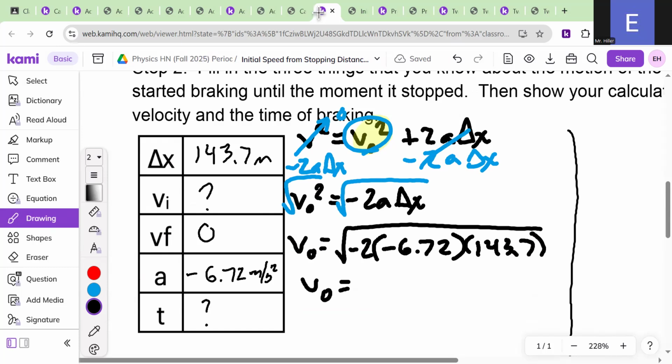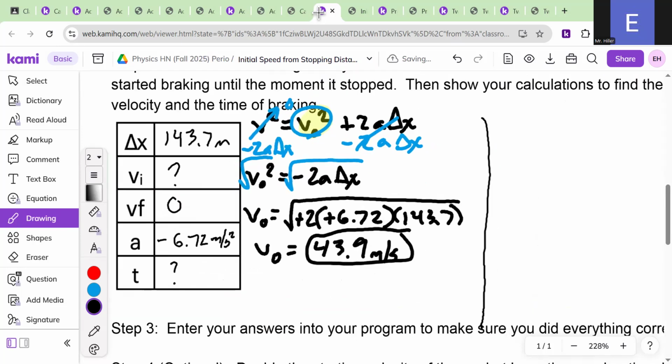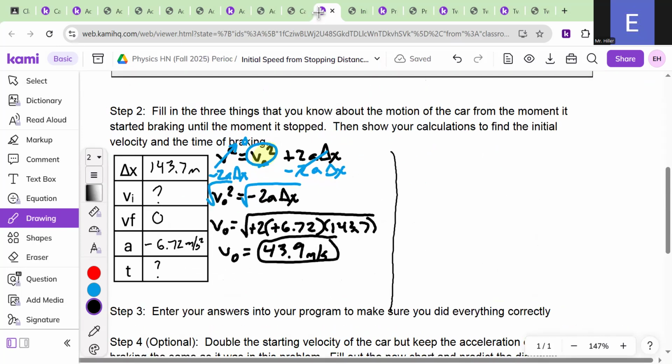Put that in your calculator. Notice the negatives here will cancel. So you need to put that in your calculator: 2 times 6.72 times 143.7. Don't forget to square root that. I'm looking at a top speed of about 43.9 meters per second in my case. Okay, now when I've got that, I can solve for time using equation number 8.